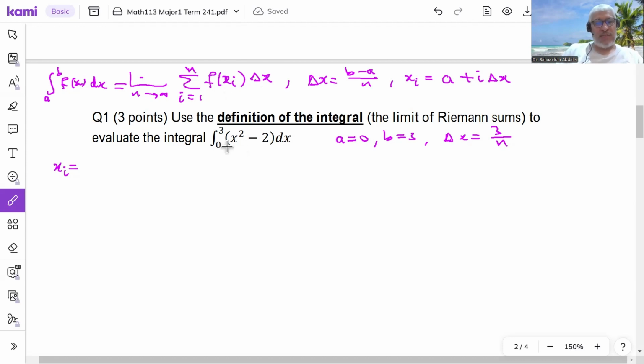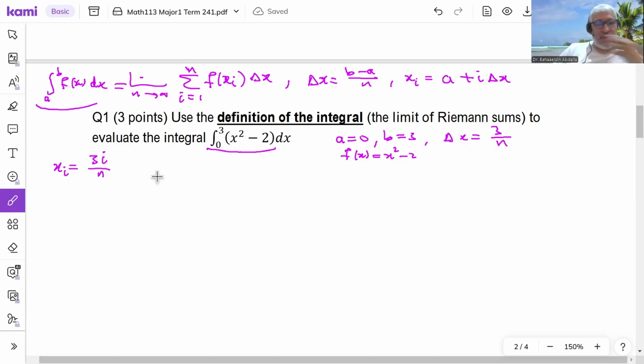And pay attention that you need to compare this integral to this integral. So by comparison, a is 0, b is 3, and f of x is x squared minus 2. So you need to understand this and use this information. So what is x_i? It is a, where a is 0, so I am not going to write it because 0 plus anything doesn't count, plus i times delta x. So you just multiply delta x by i, so I'm going to write 3i over n.